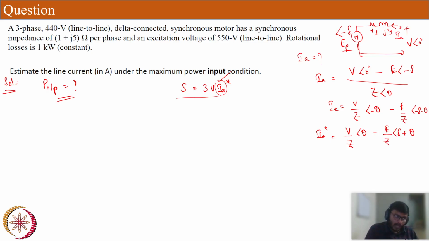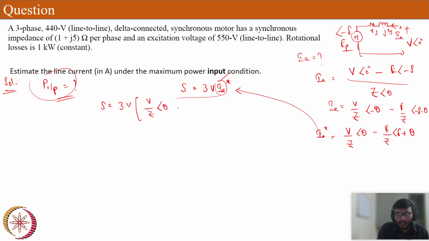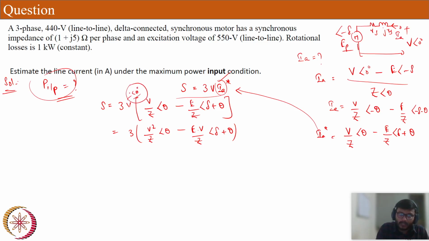Now let's arrive at the real power equation first, and then we will see when it will be maximum. Just substitute this IA here. Now S is equal to 3V times V by Z at an angle of theta minus E by Z at an angle of delta plus theta. Multiplying it, we get V square by Z at an angle of theta minus EV by Z at an angle of delta plus theta. Here V is at an angle of 0, that's the point of taking it at 0.